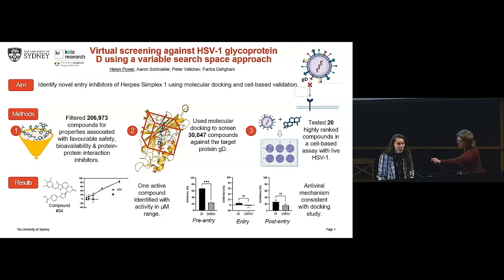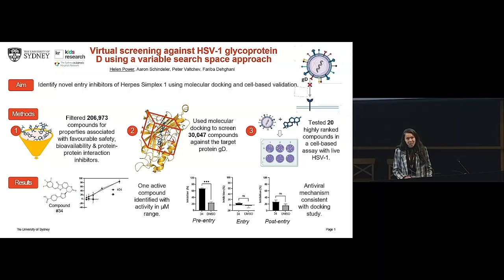My background is in molecular biology, so I've spent a lot of time pipetting in the lab, and I'm very drawn to any method that can reduce that experimental time. That's where the computational side comes in. I started with a database of compounds and filtered them for favorable properties, in particular properties associated with inhibitors of protein-protein interactions, as that's the type of interaction I was looking to block. These properties are actually quite distinct from typical drugs.